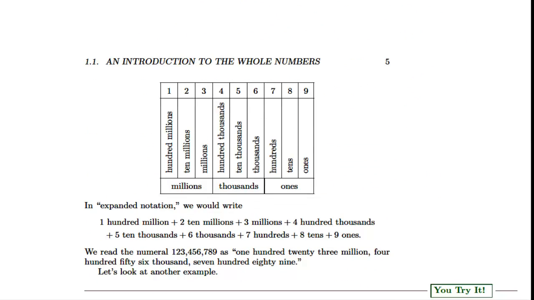In expanded notation, we would write 100 million plus 2 10 millions plus 3 millions plus 400 thousands plus 5 10,000s plus 6 thousands plus 7 hundreds plus 8 tens plus 9 ones. We read the numeral as 123,456,789. Let's look at another example.